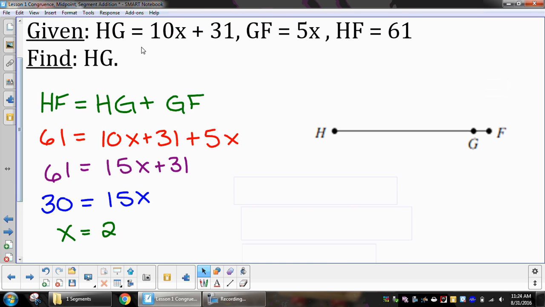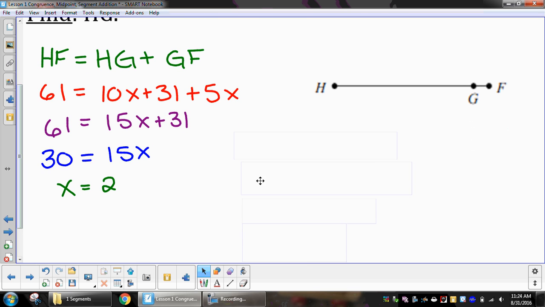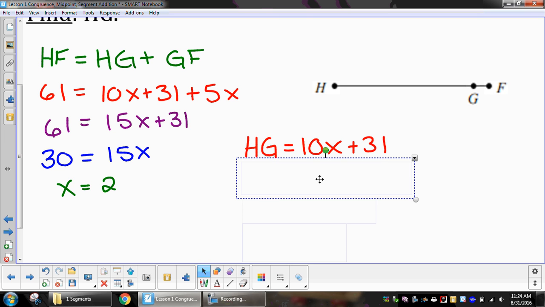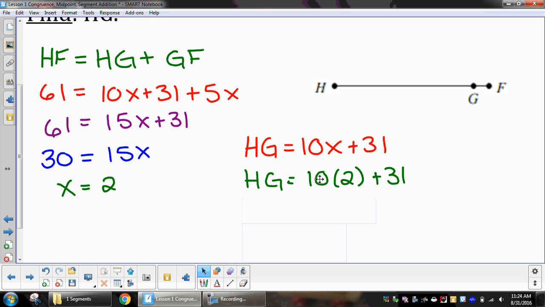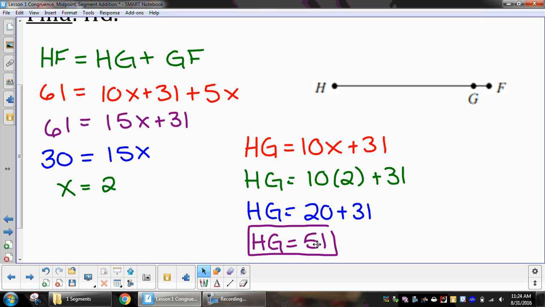I know what x is, but the thing that I asked you to find is the length of HG. And HG was originally represented by 10x plus 31. So I'm going to take the value of x that we found, x equals 2, and plug it in right here. Always using parentheses when I plug in for a variable. And then I'm going to simplify 10 times 2, do that little addition, and I'm going to find out the length from H to G is 51.